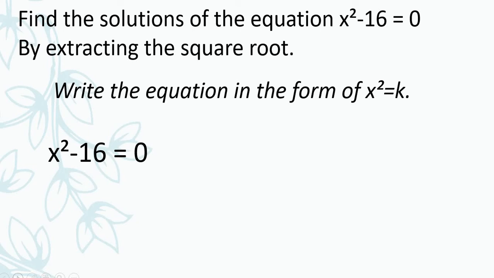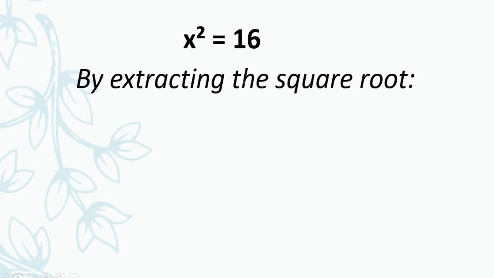Since the sign of 16 is negative, we will use the addition property of equality. So we will use the additive inverse. From negative 16, it will become x squared is equal to positive 16. So we have here x squared is equal to 16. So we can now apply extracting the square root by putting square root on both sides.